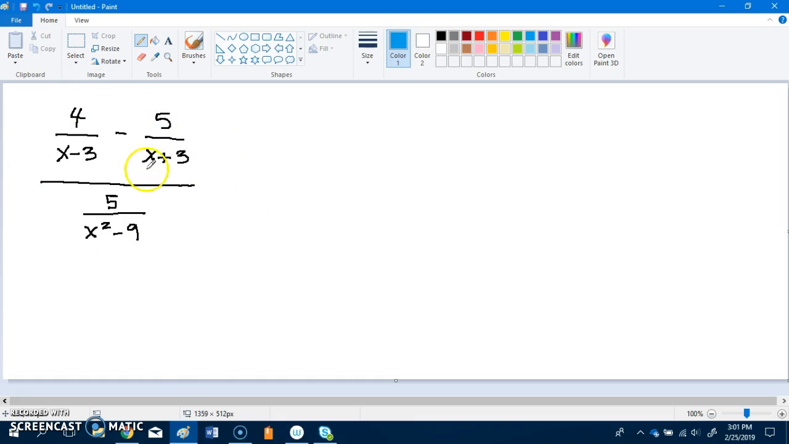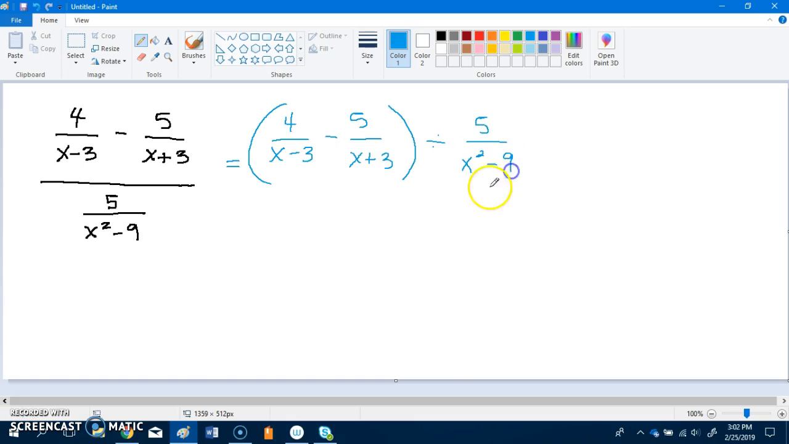You've given me a great one. We're looking at taking this rational expression, subtracting this rational expression, and then dividing by this rational expression. I like to rearrange this a little bit, and we're going to do it piece by piece. We'll do the subtraction first, because we have to divide all of that anyway by 5 over x squared minus 9.